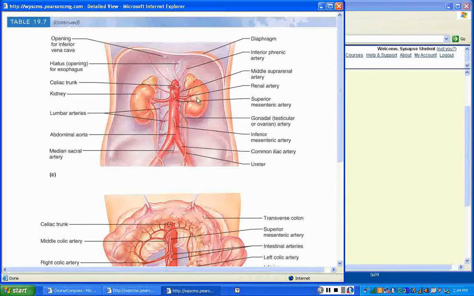Celiac's not considered paired because it's a trunk. I know you see it split, right? But that's why. Renal and gonadal. Renal and gonadal. Those are paired. Okay, in addition to all of those, did you get the numbers for them? Did I finish with numbers? Probably not. Inferior was 5. Gonadals were 4.